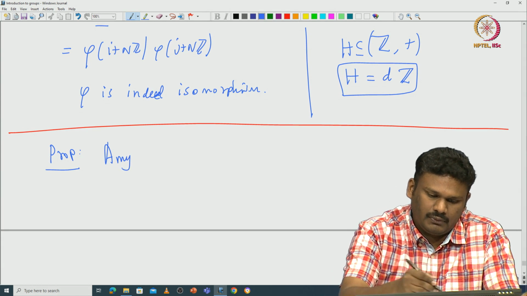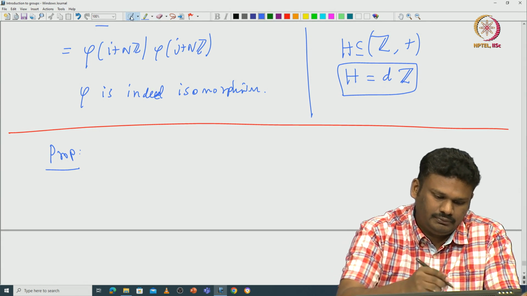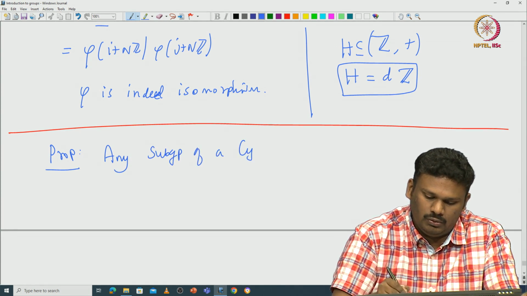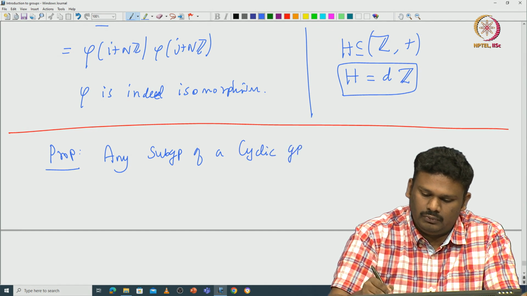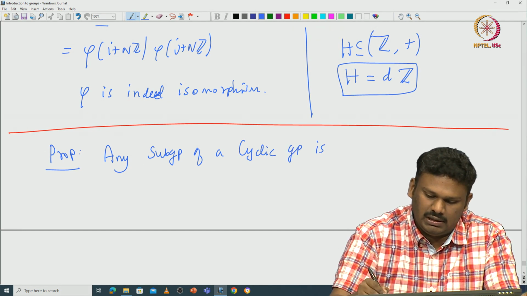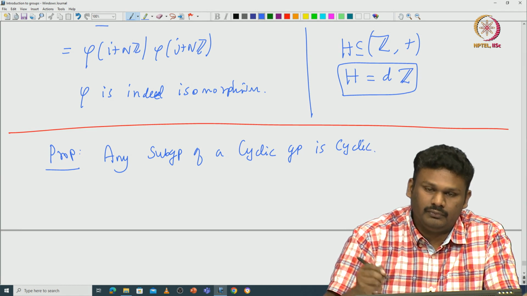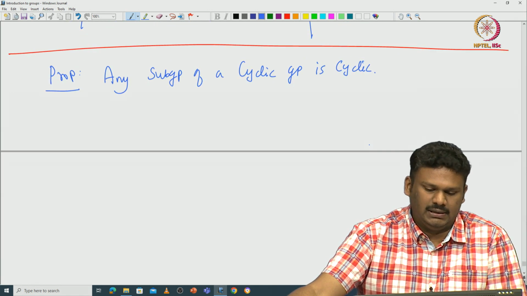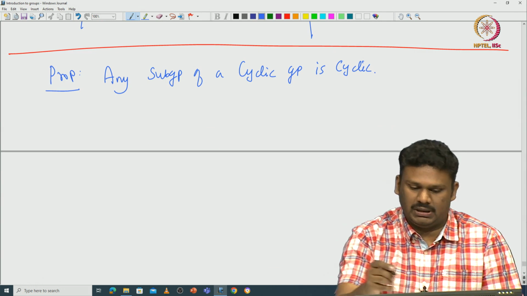Any subgroup of a cyclic group is cyclic. Okay. So, how do we prove that? Let us prove it abstractly, so that we do not need to deal with individual cases.